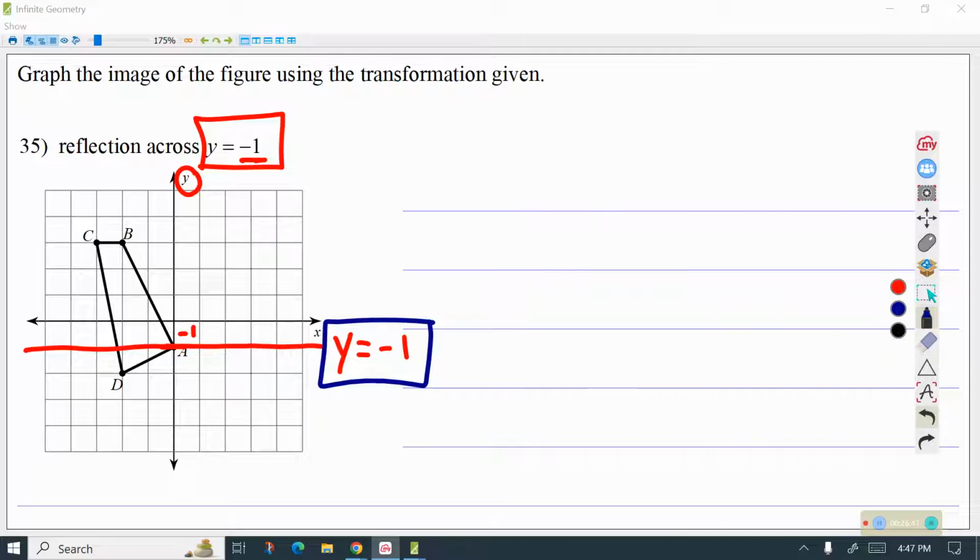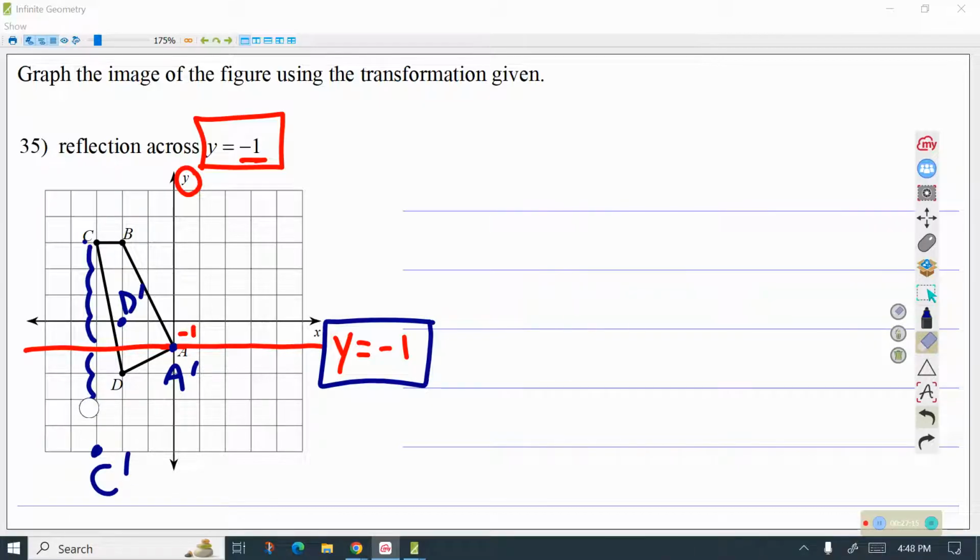Notice that A is right on it, so A prime doesn't move because it's right on top of the mirror. But D is 1 away, so I have to put D prime on the top. Notice the ones on the bottom go to the top, and the ones on the top go to the bottom. I'm always going to count back toward the mirror. So 1, 2, 3, 4 steps, so I have to count another 1, 2, 3, 4 steps. My point is right there, and that's C prime.